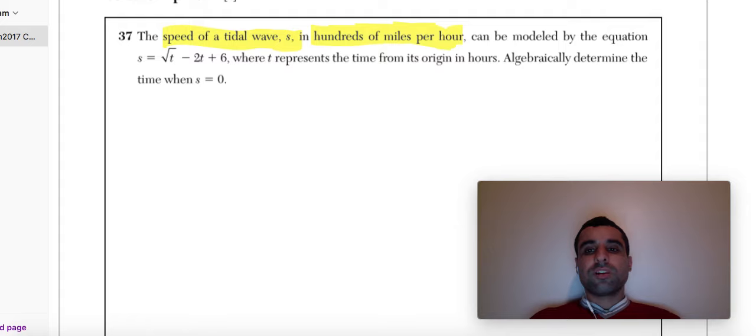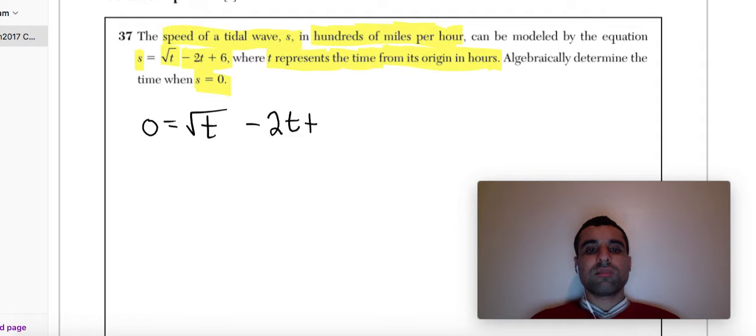All right, so it can be modeled by the equation s, which is again the speed in hundreds of miles per hour, equals square root of t minus 2t plus 6, where t represents the time from its origin in hours. Algebraically determine the time when s equals 0. So I'm going to substitute 0 for s in the original equation. I get 0 equals square root of t, and then outside the square root sign, minus 2t plus 6.